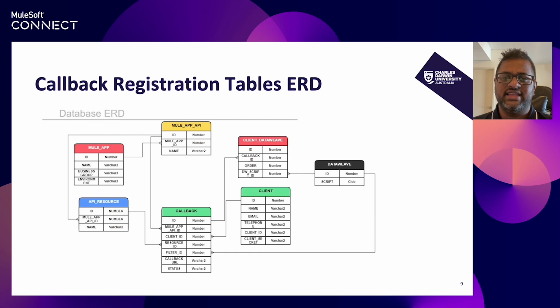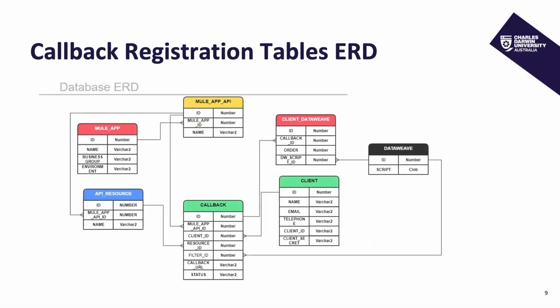What you see here is the entity relationship diagram of our callback registration tables. As part of releasing any API with subscription capabilities, we make an entry for the API and its resources in the mule_app, the mule_app_api, and the api_resource tables. Whenever a subscription request is received, entries are made in the callback table, the client table, the client_dataweave table, and the dataweave table.